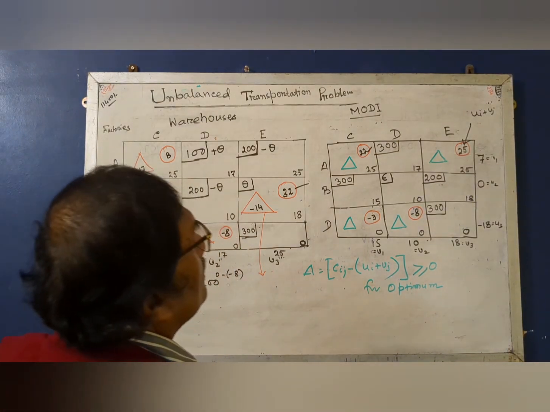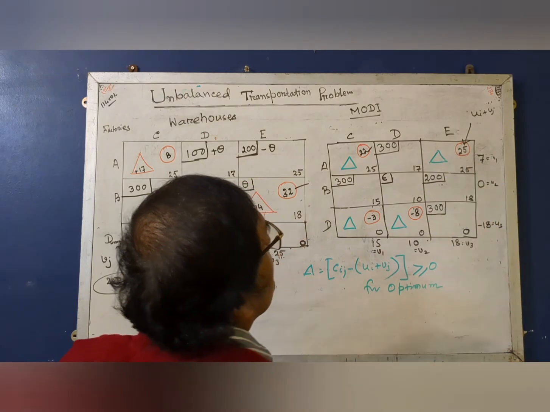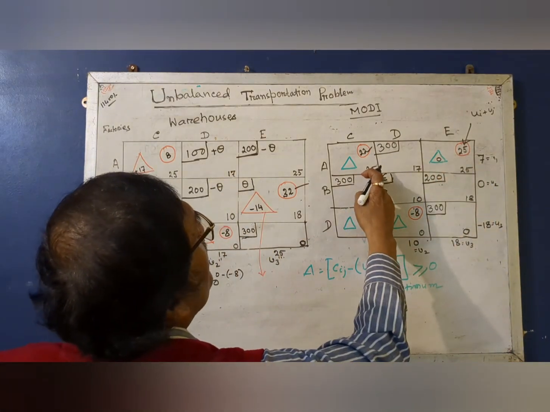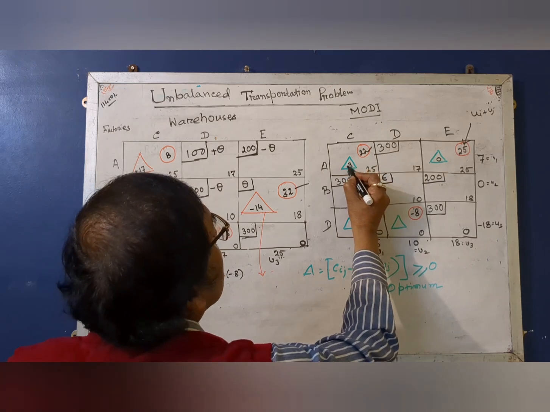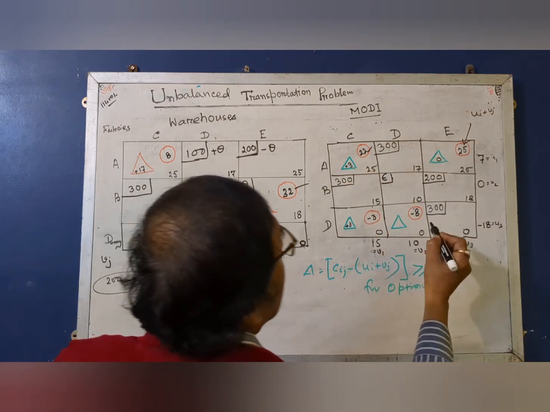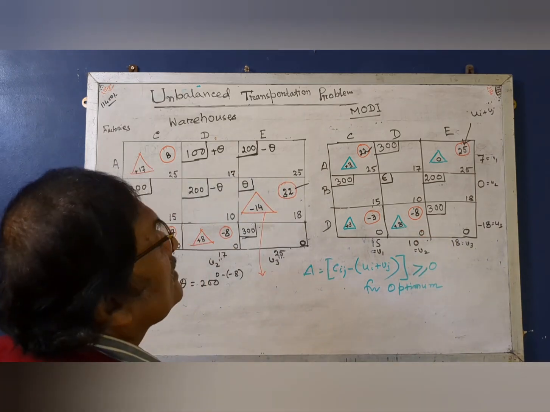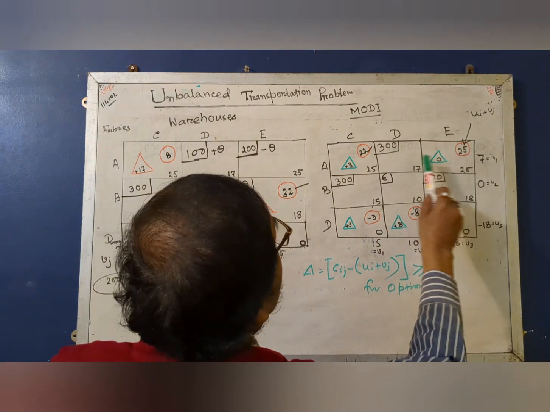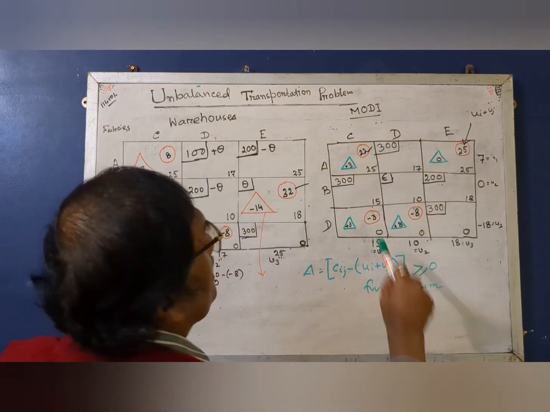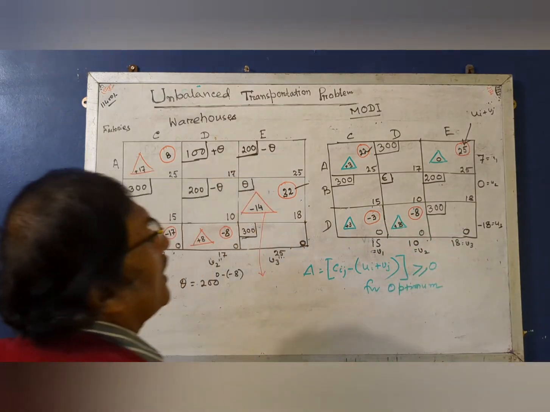Now check Cij minus (Ui plus Vj), that means this minus this. Putting in the values: 25 minus 22 is plus 3, 0 minus minus 8 is plus 8. You can check that in this case all the net evaluation values have become either 0 or positive. No negative value has come. If there is any negative, then you have to proceed further to get the best solution.